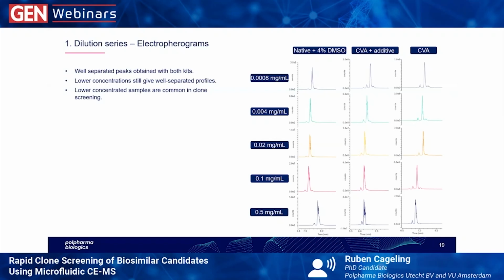For example, you can notice that the acidic peak is better separated in the CVA kit, and overall the peak shapes look better. Unfortunately, there was some problem with the CVA kit plus additive at 0.5 milligram per milliliter. But other than that, the results for all conditions look very good. And this really helps to measure these low concentrated samples that we typically encounter.